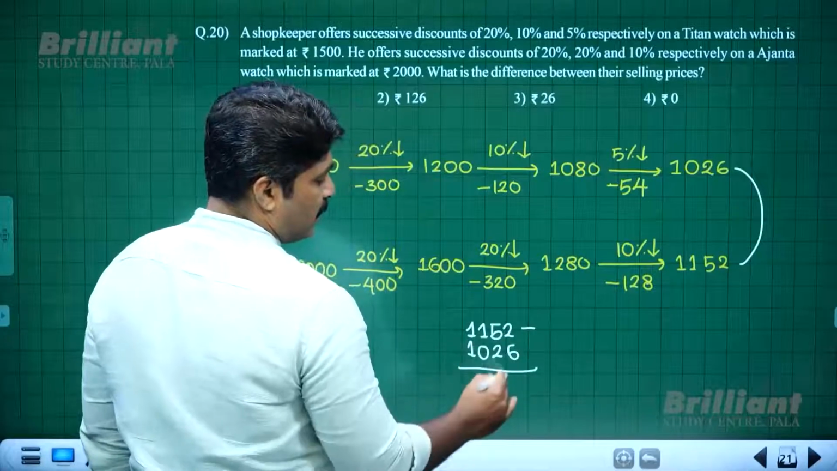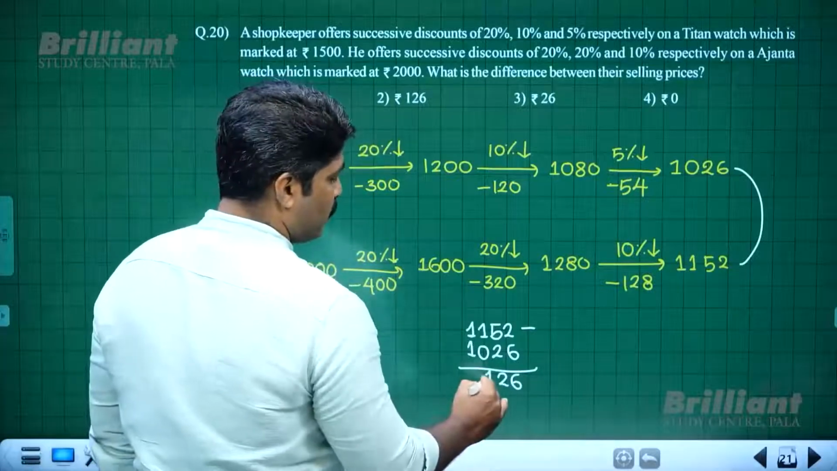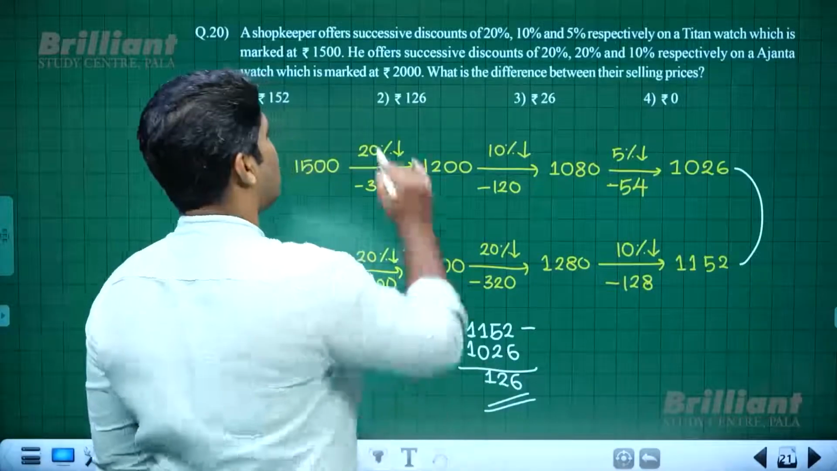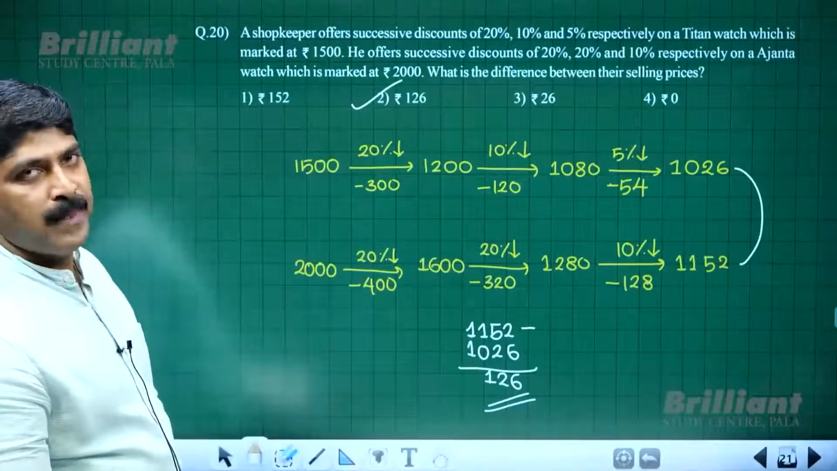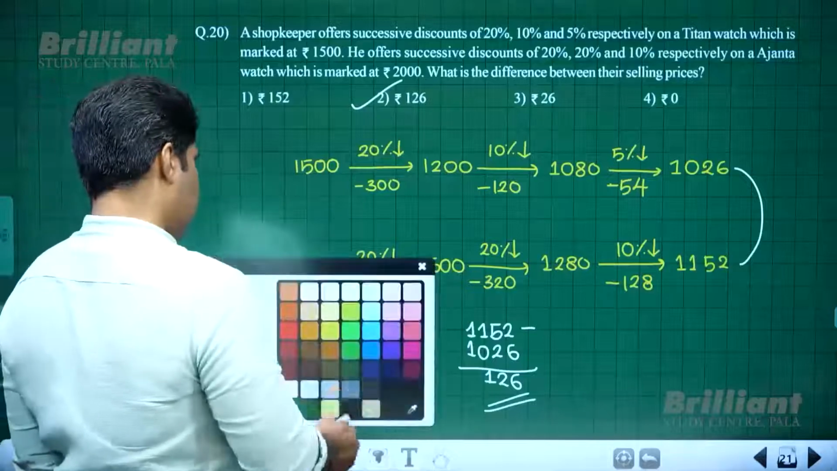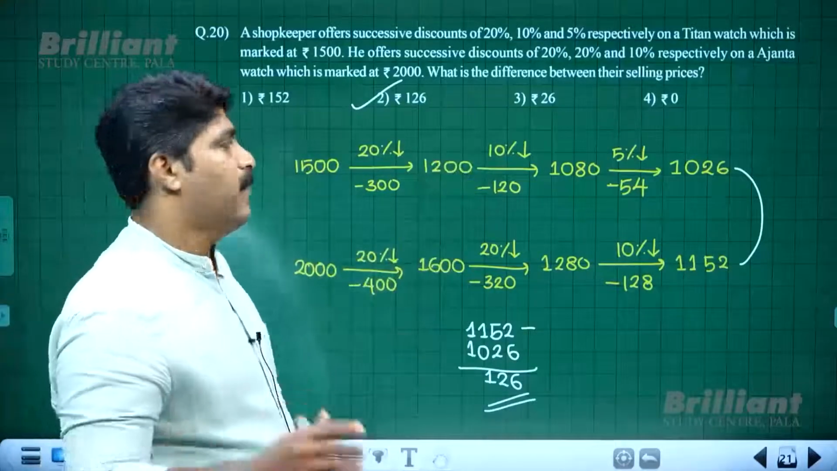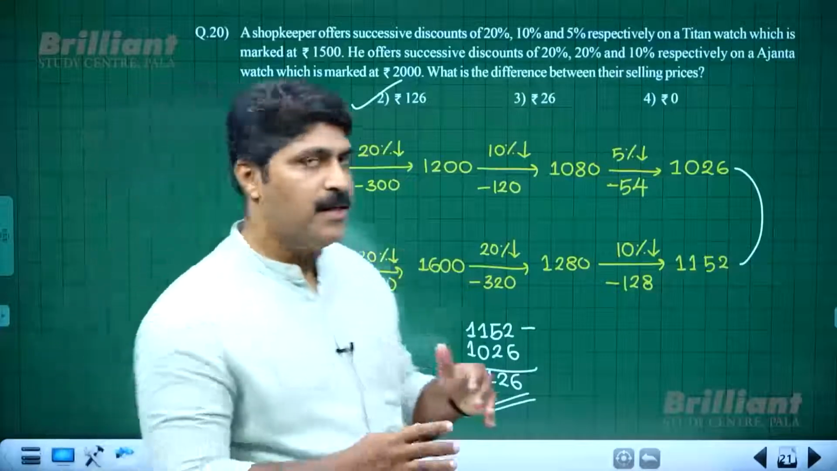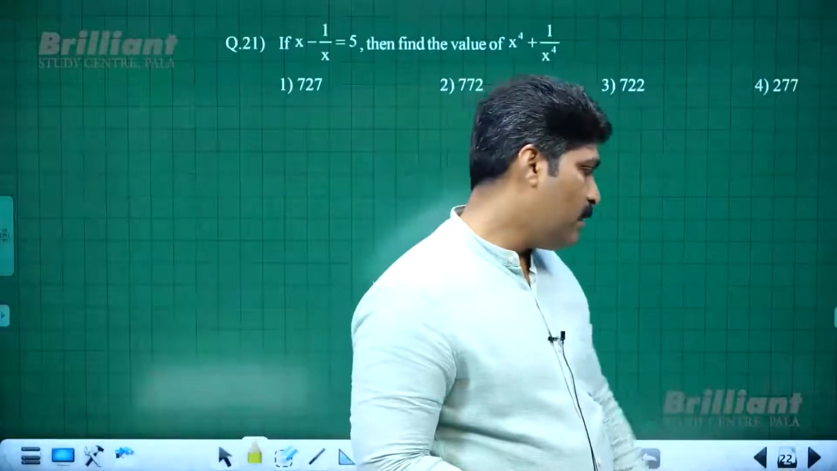We know that 1152 minus 1,026 is equal to 126 in this case. Got it? So therefore the answer is option 2. It's a simple calculation, successive variation calculations. You have to do the calculation quickly. Once you're familiar with this percentage calculation, we can easily do these types of questions. It's not a complicated one.